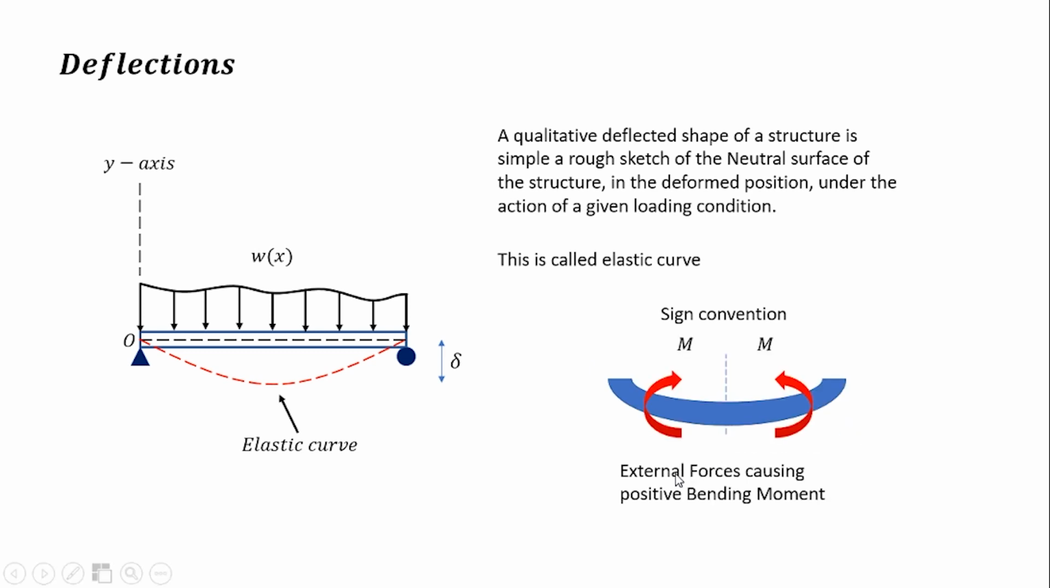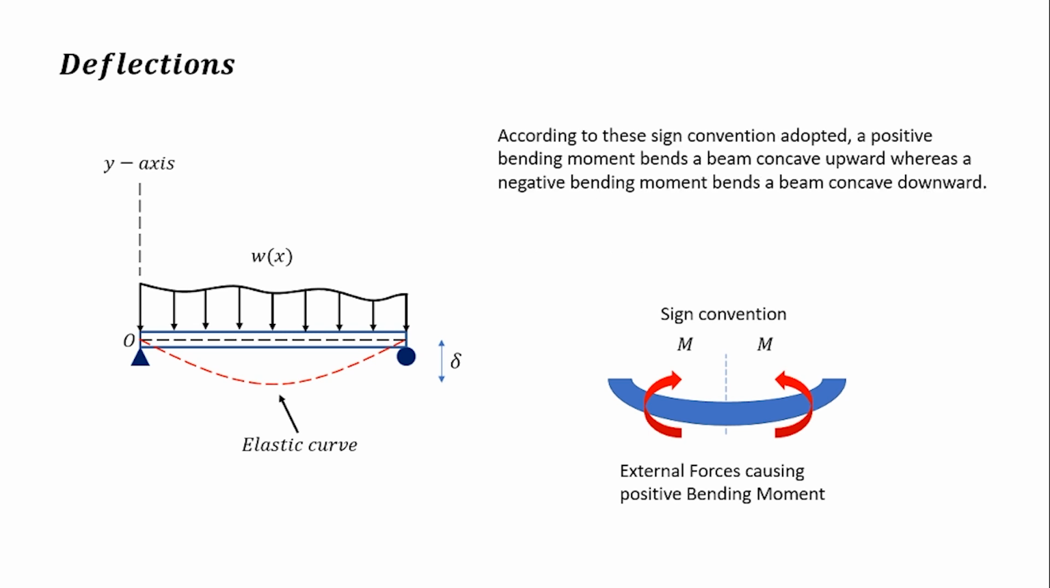So for our moment, these are the external forces causing positive bending moment. So for this section, positive yung bending moment natin at the left section, pag yung direction niya is clockwise. But for our right section, positive naman yung bending moment natin pag yung direction niya is counterclockwise. So according to this sign convention adopted, a positive bending moment bends a beam concave upward, whereas a negative bending moment bends a beam concave downward.